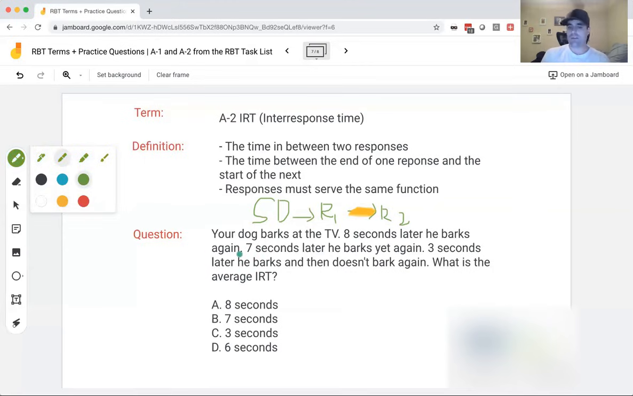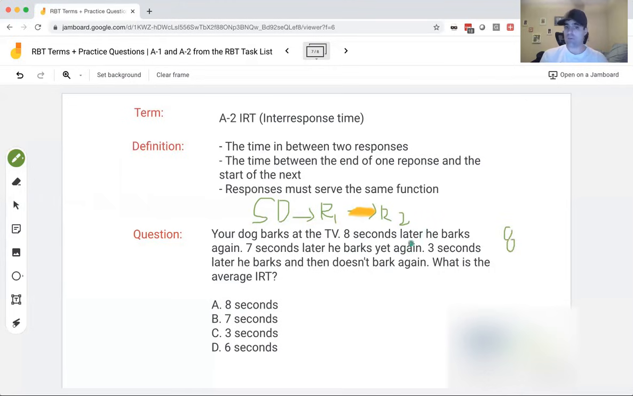The dog barks at the TV. 8 seconds later, he barks again. 7 seconds later, he barks yet again. 3 seconds later, he barks and then doesn't bark again. What is the average IRT? So what are you going to do first here? You're going to find out what your IRTs are, okay? So we know response 1 to response 2. So what's our first response? Let's start there. Your dog barks at the TV. That's response 1. What's response 2? Later, he barks again. How long passed? What was the IRT? It would be 8 seconds, okay?